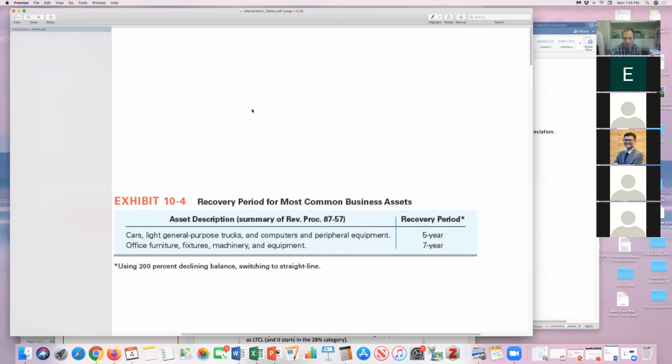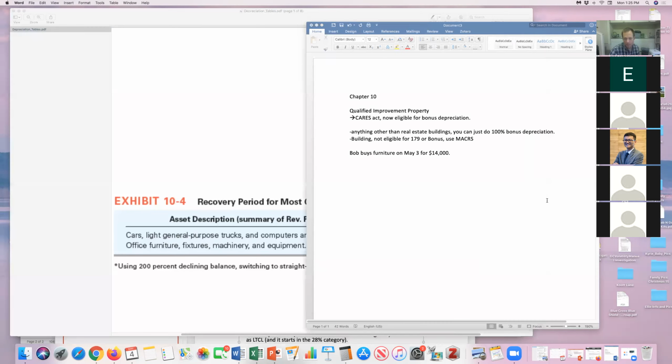So my first step is that furniture is 7-year property. I don't think you'll have any assets that won't be on this little table. So it's 7-year property, and because this is all his property, nothing was in the fourth quarter, so I'm going to use the half-year convention.